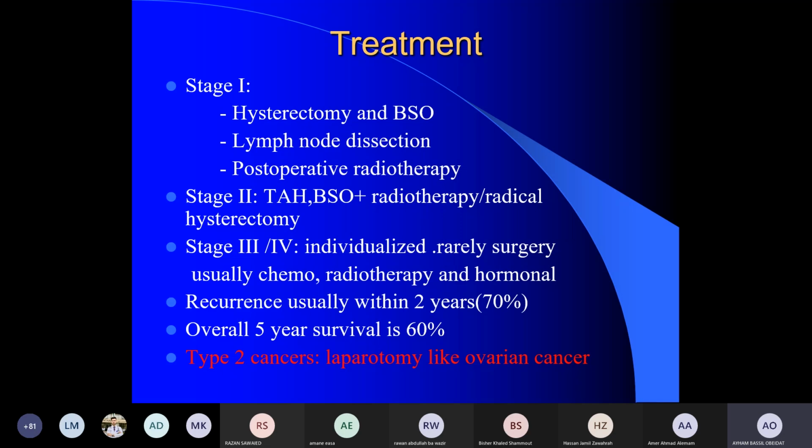Unlike ovarian cancer, endometrial cancer is usually present in the early stages, and therefore the treatment is basically surgical. So surgery is the hallmark of treatment of endometrial cancer. So in the tumors which are confined to the uterus, basically you remove the uterus and both ovaries. Sometimes you have to do pelvic lymph nodes dissection in certain groups of patients.